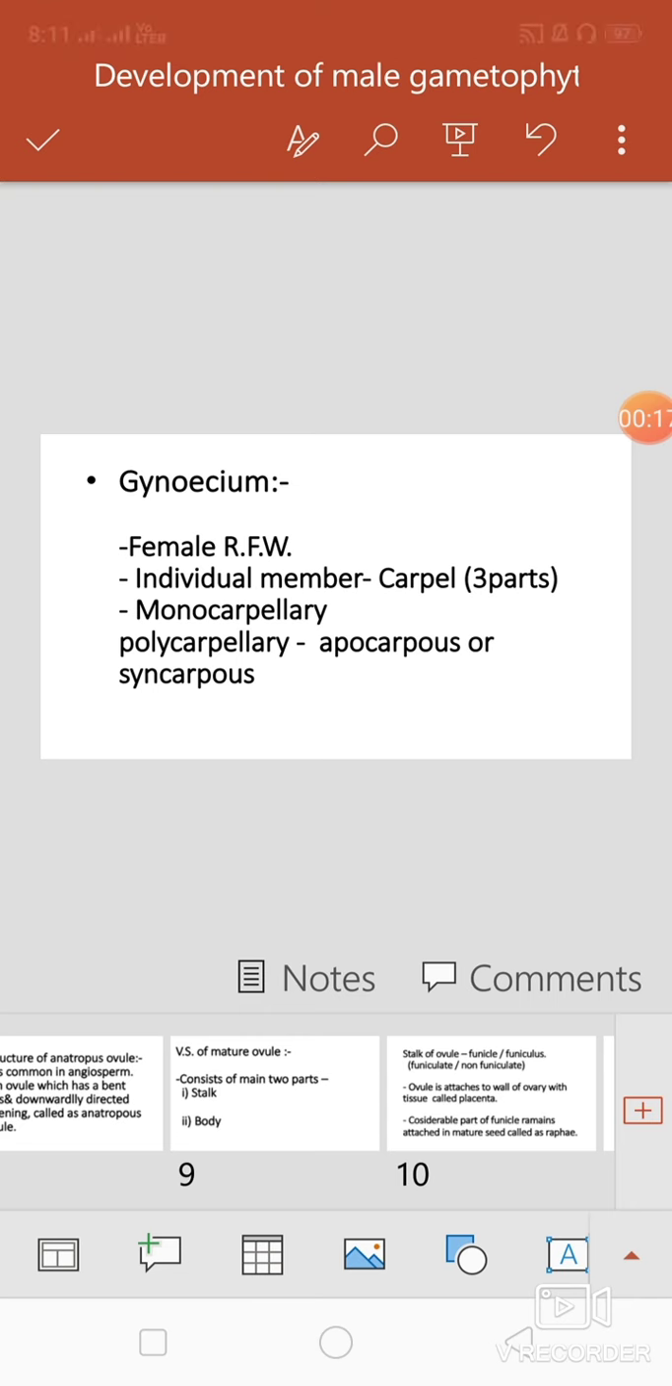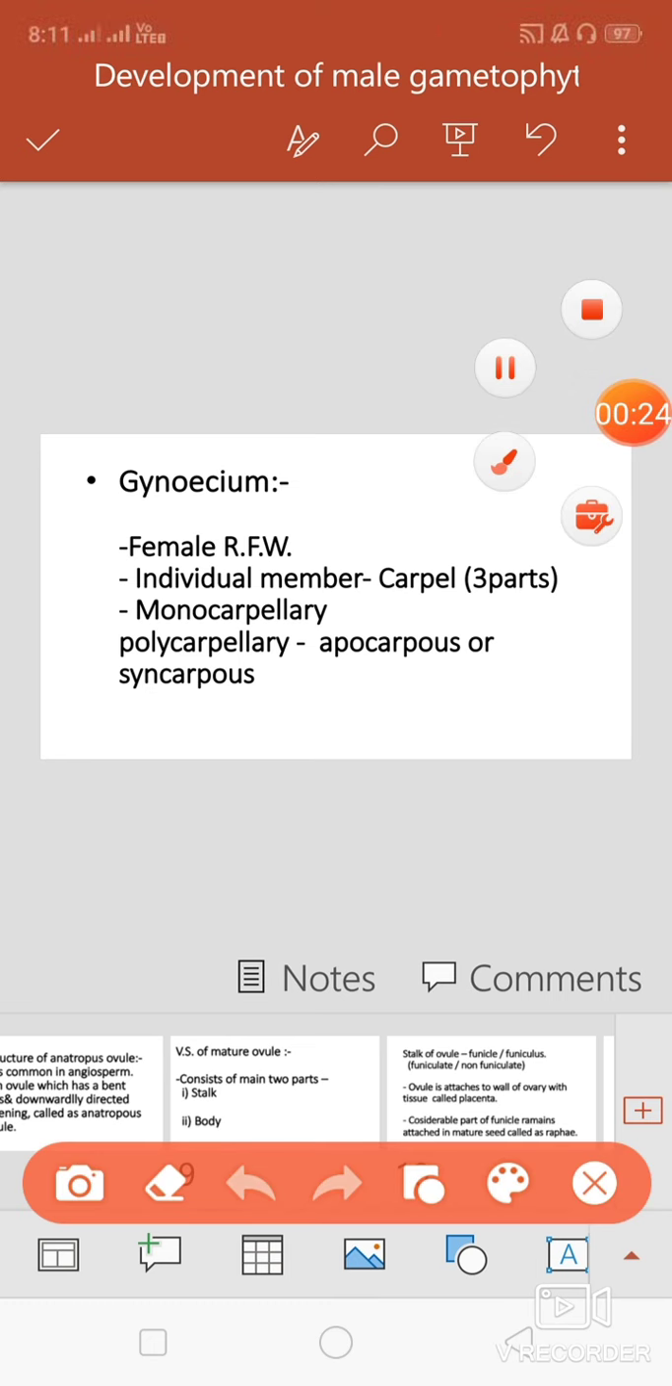Gynoecium is the female reproductive whorl of flower. Individual member of gynoecium is called a carpel. If the gynoecium is formed by a single carpel, then it is called monocarpellary, and if it is formed by many carpels, then it is called polycarpellary. In polycarpellary condition, if all the carpels are united, then it is called syncarpous, and if the carpels are free, then it is called apocarpous.